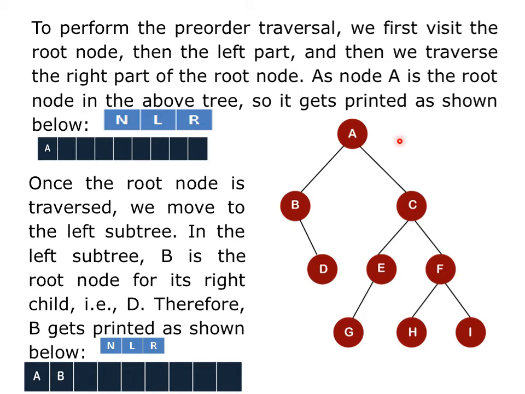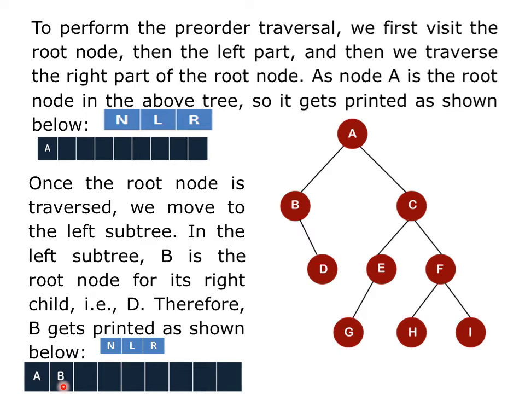Now you come to this side. What is there? We can observe another left part, that is B is a node. In B there is no left subtree and only a right subtree, or right node, or right child is there. According to this NLR, what is next? B is a root node. Therefore B gets printed.